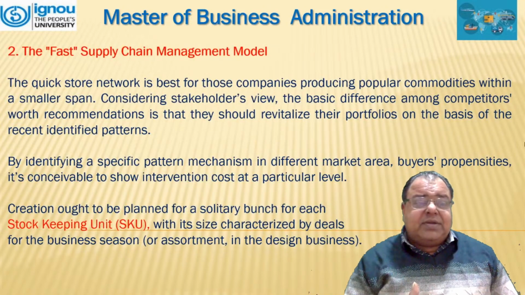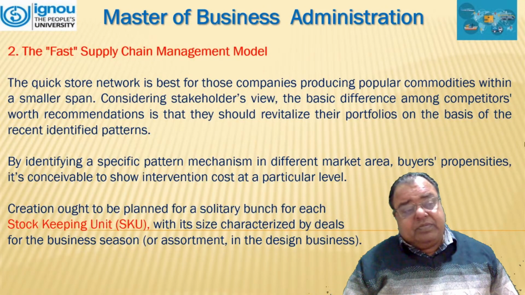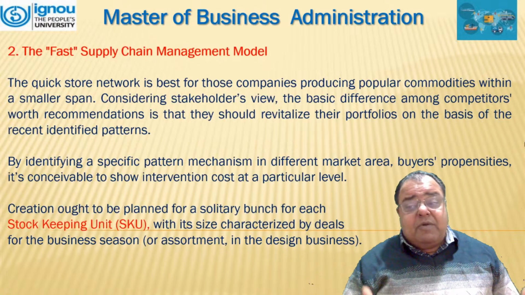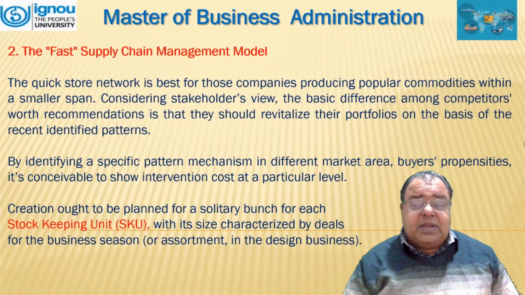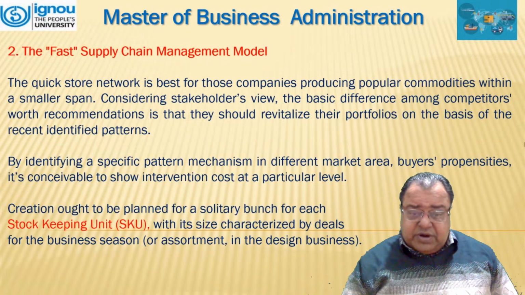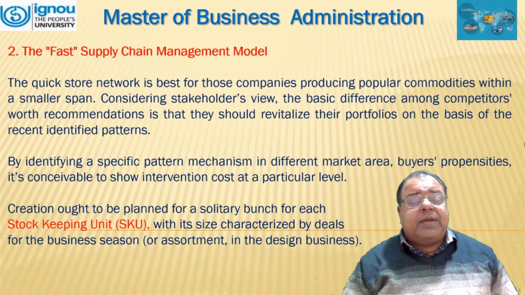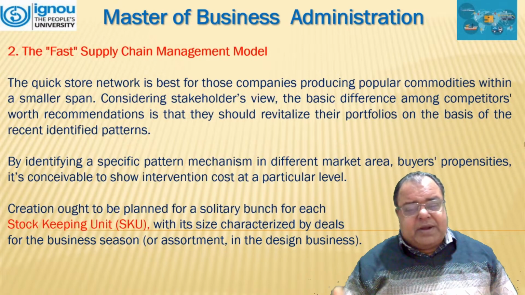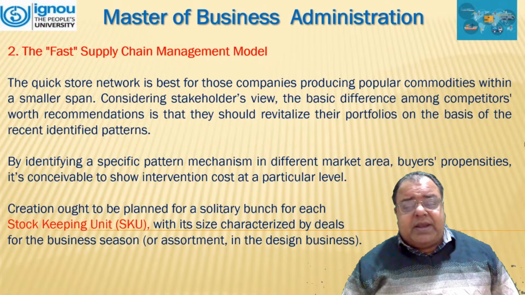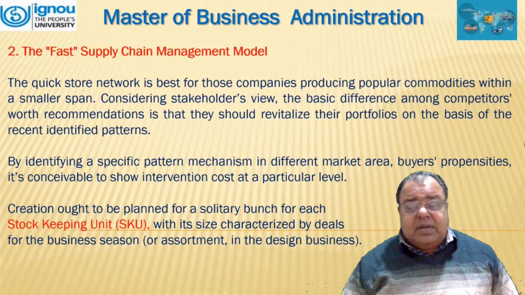Second one is fast supply chain management model. The quick supply chain is best for those companies producing popular commodities within a smaller span. Considering stakeholders' view, the basic difference among competitors' value proposition is that they should revitalize their portfolios on the basis of the recent identified patterns. By identifying a specific pattern mechanism in different marketing areas, buyers' propensities make it possible to show intervention cost at a particular level.